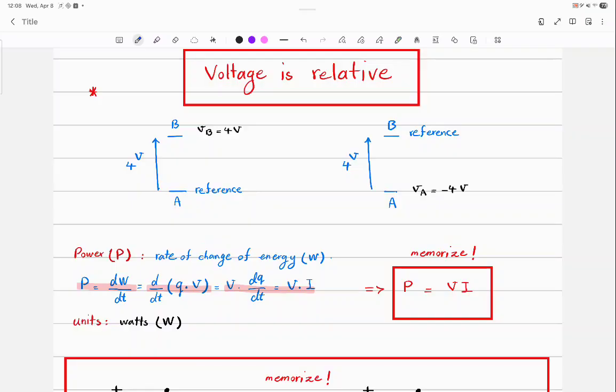The opposite, if you have the power plot and they ask you what is the energy stored between 5 and 10 seconds, what do? Find the area between 5 and 10. Okay, integrate it, which is the equivalent of finding the area. Now, VI is the most important equation for power, and it can work for every electrical element.